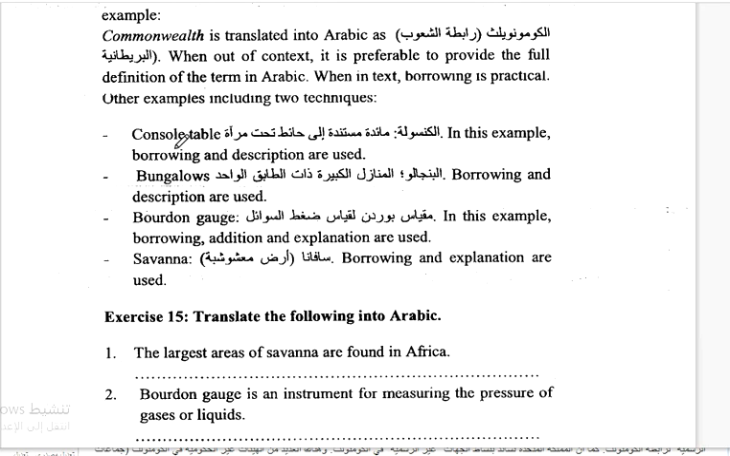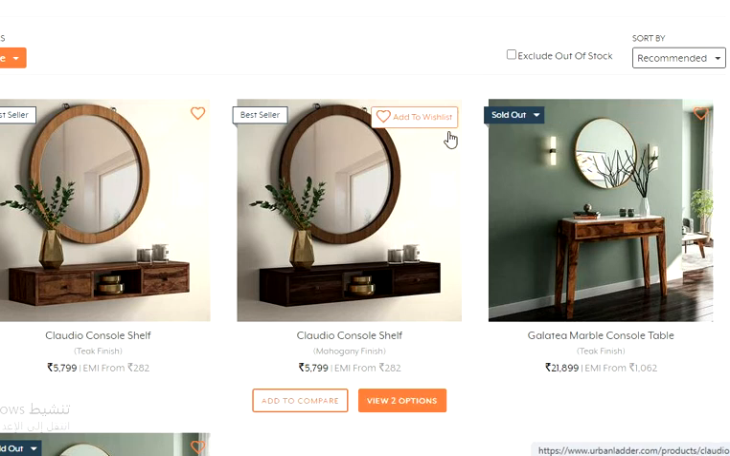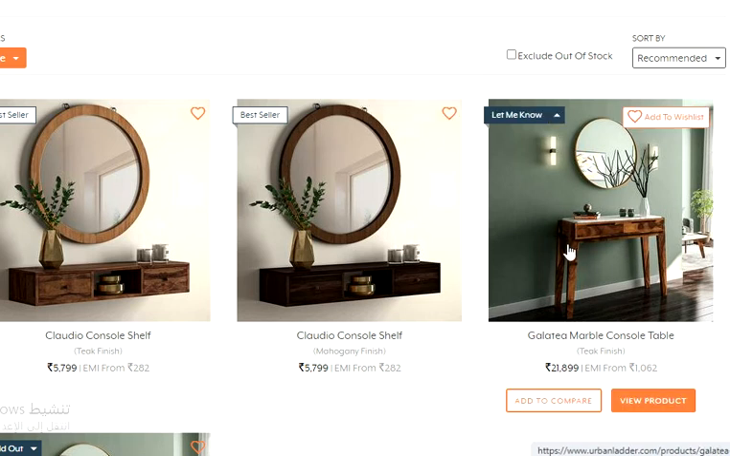So here are some examples. For example, console table. We can borrow the term as it is. consola عملنا لها بس هيك phonological adaptation. console table كنسولة، وعملنا definition مائدة مستندة إلى حائط تحت مرآة. طبعا if you google it, this picture is like a console table. We have a mirror and then there is a table under this mirror.